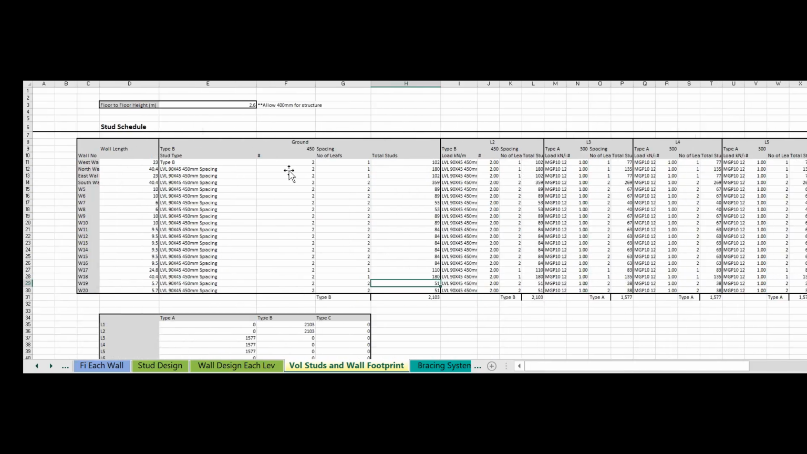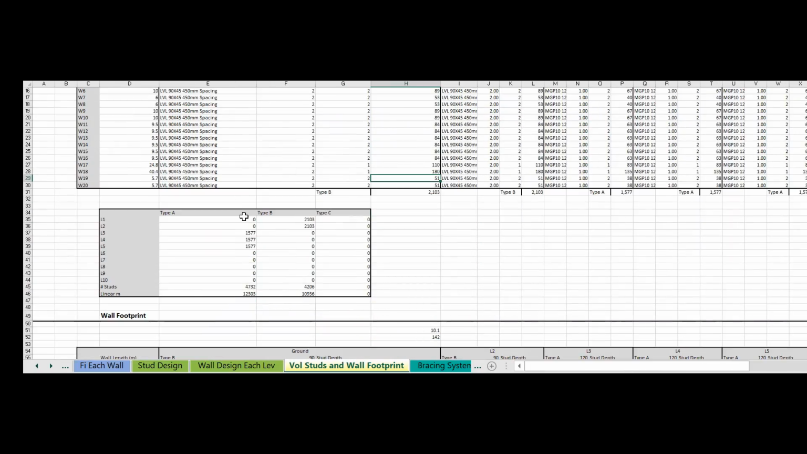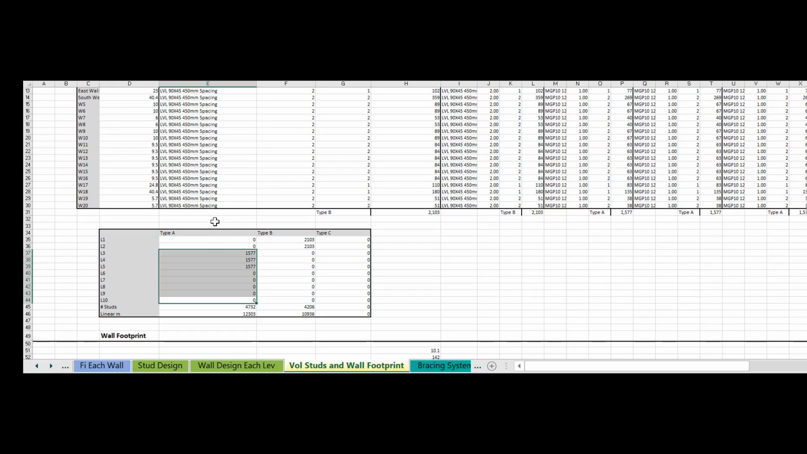And then it does that for each level. And then for each type, this just counts the amount of studs of each type. So for type B at level 1, you have 2,100 there, and so forth. So it just counts per level what stud type we have. And then at the bottom, it has the number of studs of each.